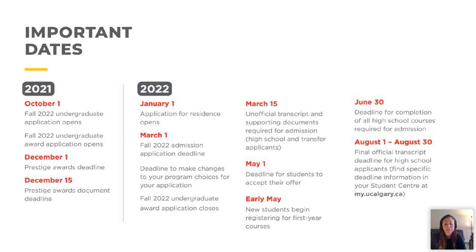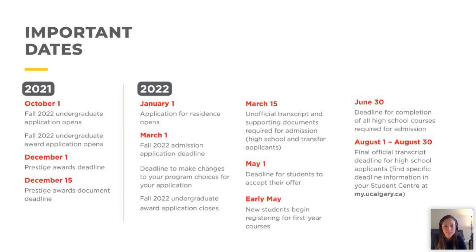From an awards perspective, a reminder that both applications, for Prestige Awards and High School Entrance Awards, are going to open up on October 1st as well. The deadline for Prestige Awards is December 1st, and you'll have until December 15th to provide the documents for that application. The deadline for High School Entrance Awards is going to be March 1st, so it's a little bit later on, but just make sure that you get that in as early as you can, so that we have the possibility of reviewing you for awards a lot sooner.